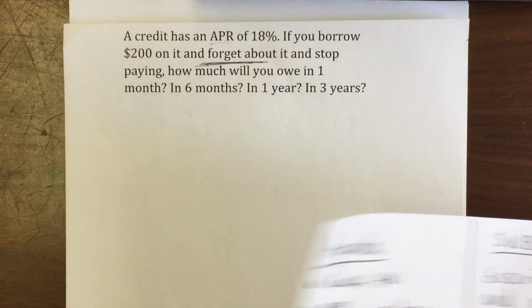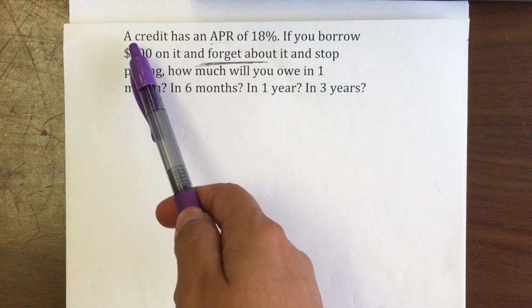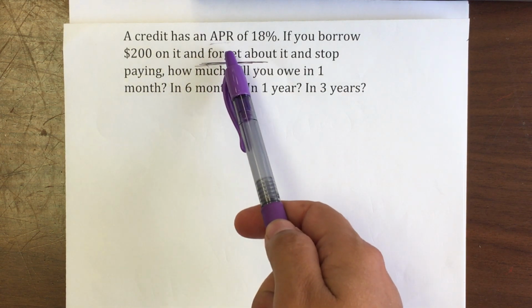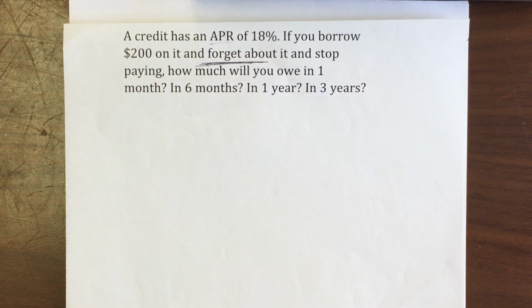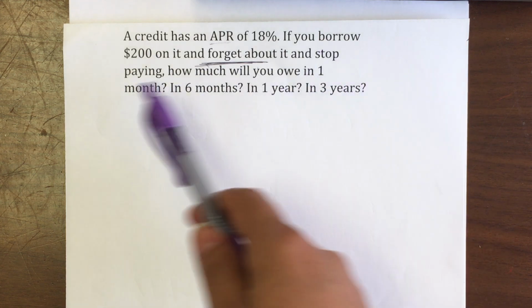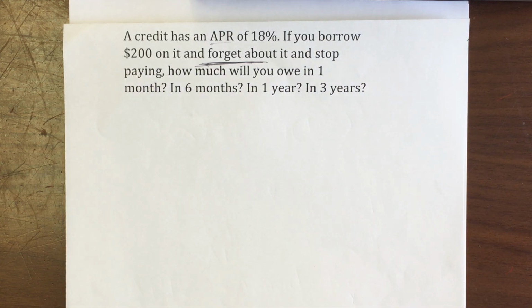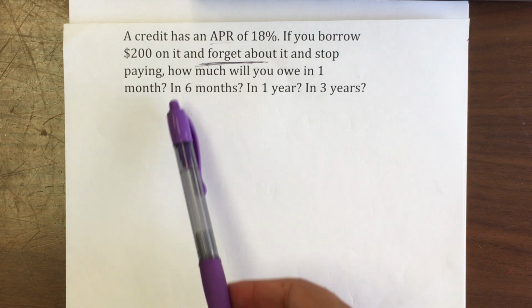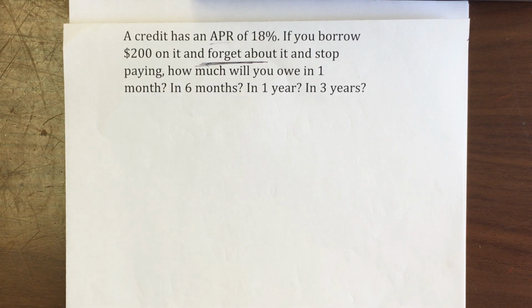So let's say that you have a credit which has an APR of 18%. If you borrow $200 on it and forget about it and stop paying, how much will you owe in 1 month, in 6 months, in 1 year, in 3 years?